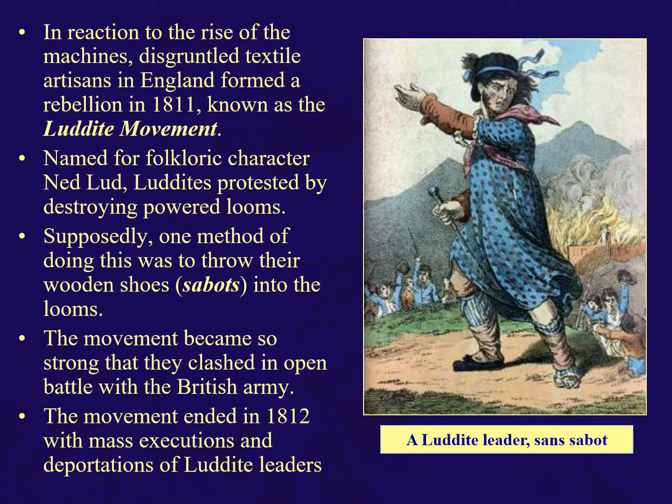Now, whenever there's progress, there's winners and there's losers, and of course, the losers are usually the people whose livelihoods are supplanted by the progress. And this happened in England in 1811, a rebellion known as the Luddite movement, disgruntled textile artisans. They were named for a character out of folklore, Ned Ludd, who was a craftsman, I believe. So they protested by destroying the powered looms, the Jacquard looms, cotton gins, and so forth.